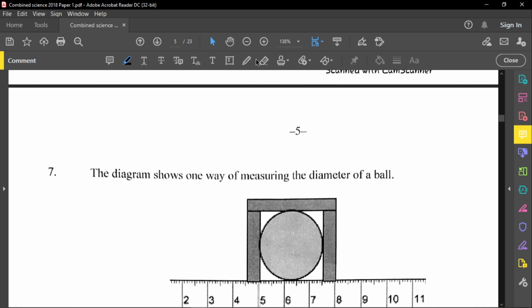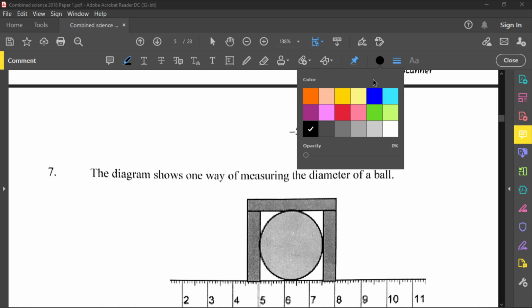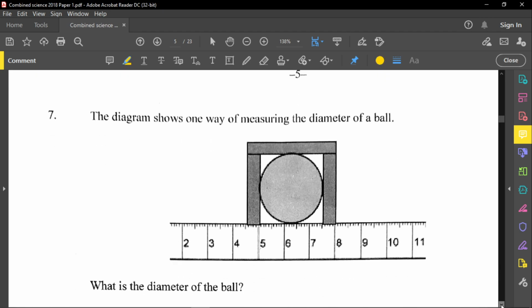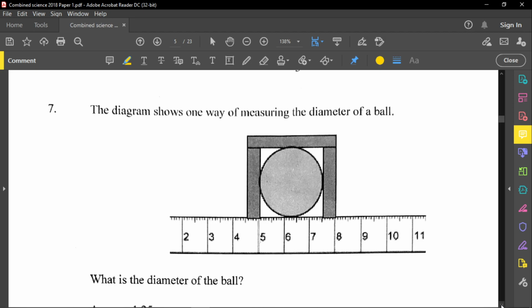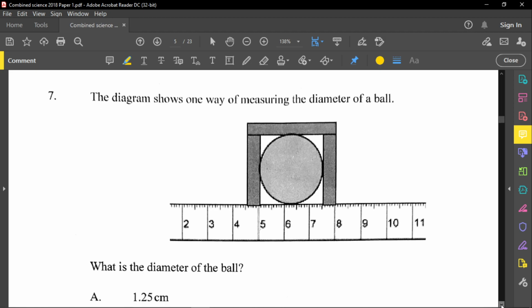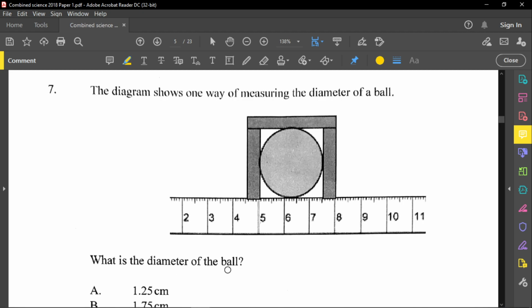For question number 7, let's just get back my thing right here real quick. All right, so question number 7 reads that the diagram shows one way of measuring the diameter of a ball. All right, and so what is the diameter of the ball?